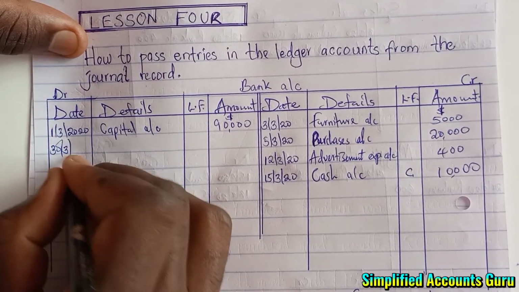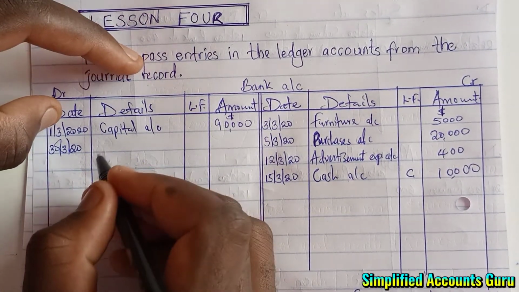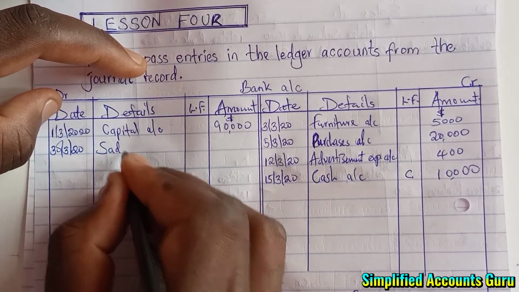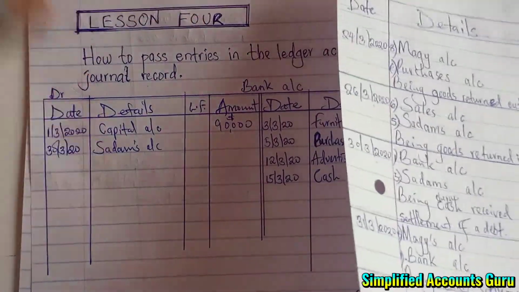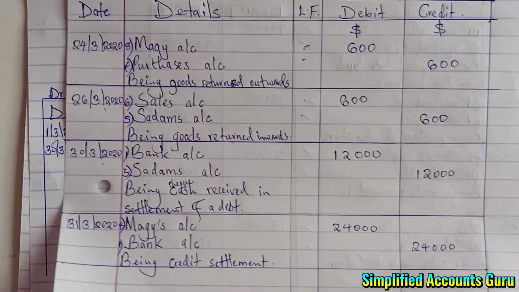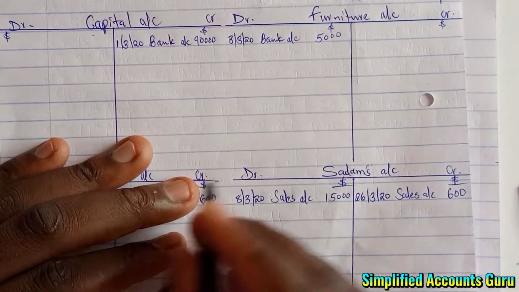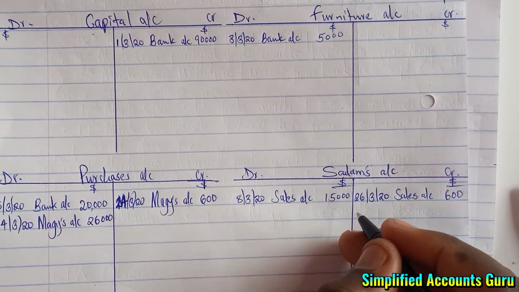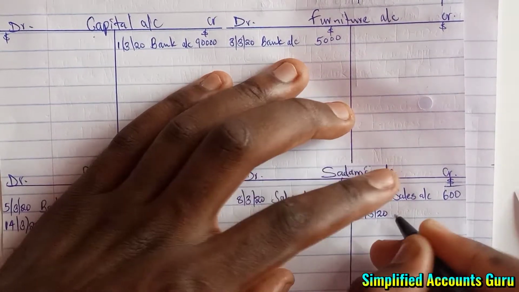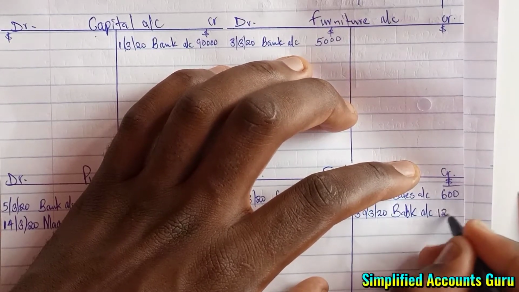On 30th March 2020, we can have Saddam's account. We debit bank account with the description Saddam's account, trying to indicate that that is the corresponding account. And that is the same amount that you need to bring down here. So the other account has been debited. The option that is left is to credit. And we can see from the journal there on 30th March 2020, we have bank account with 12,000.